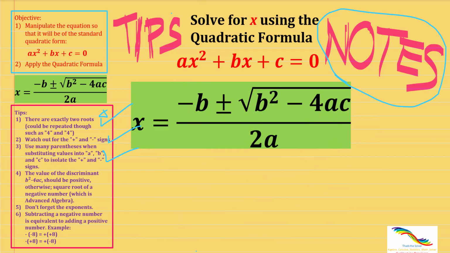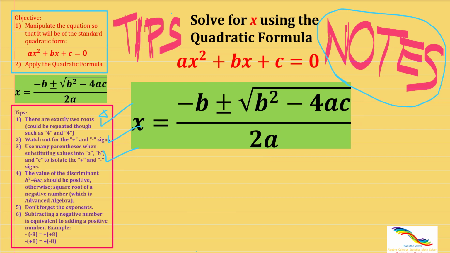Okay, try to make sure that you have a parenthesis here, parenthesis here, parenthesis here, parenthesis here, parenthesis here, so that you will not be confused. That's tip number 3. Now tip number 4.